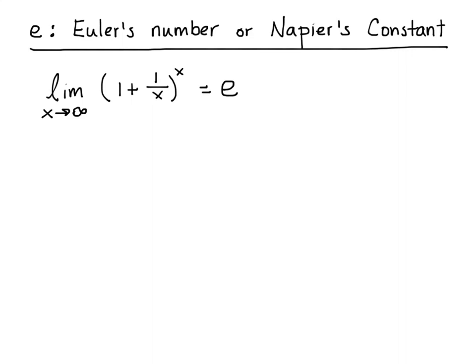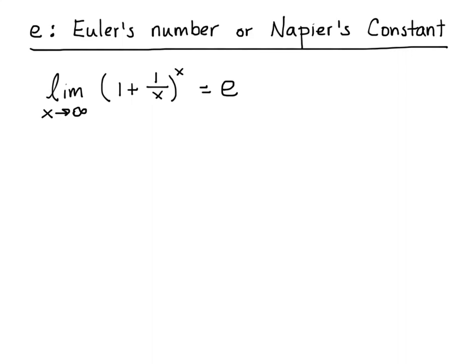Now, e has about 20 different ways you can define it, and that's one of the amazing things about e. It's often called the natural base, too, because it comes up in nature quite a bit. It comes up in places where you wouldn't expect e to come up.